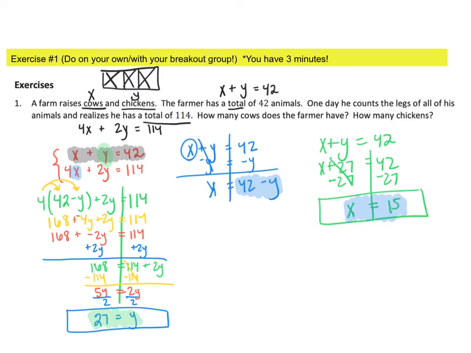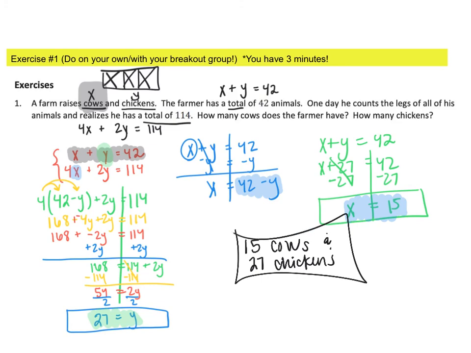I could really easily check this by adding them up. Do they add up to equal 42? Yep. And then I could apply it to my second equation as well to find that out. But I'm just going to go ahead and write my answer. I remember that x was cows. So there are 15 cows. And y was chickens, 27 chickens on this man's farm. All right, moving on to exercise number 2.